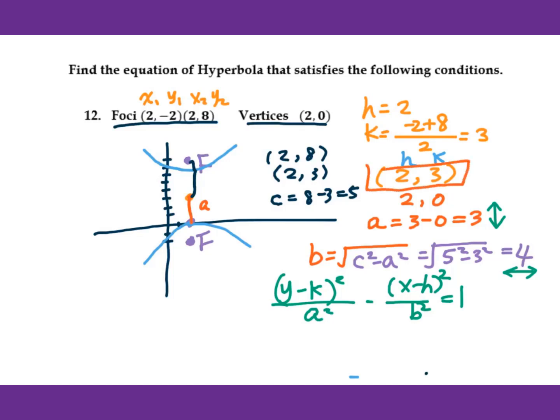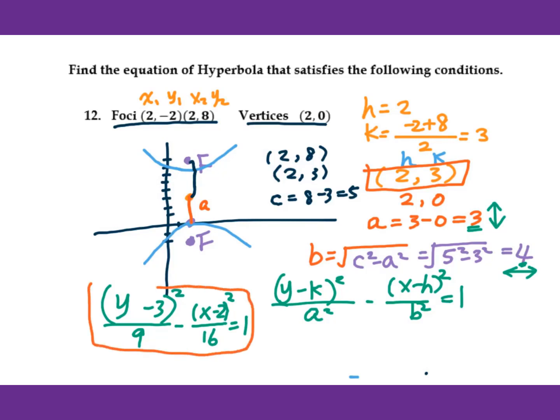Then I plug in HK, that's this one. For A, it's 3, and B is 4. So we get y minus 3 squared over 9 minus x minus 2 squared over 16 equal to 1. This will be the equation of this hyperbola.